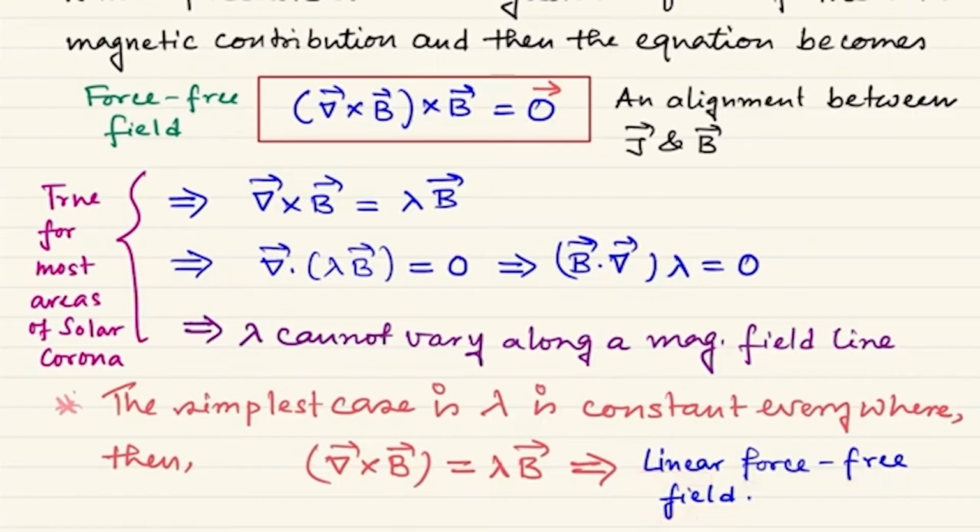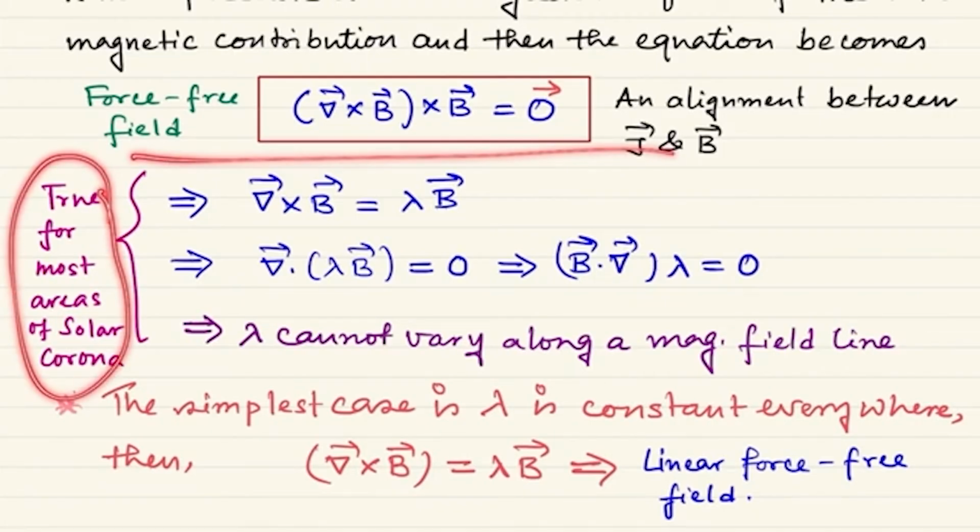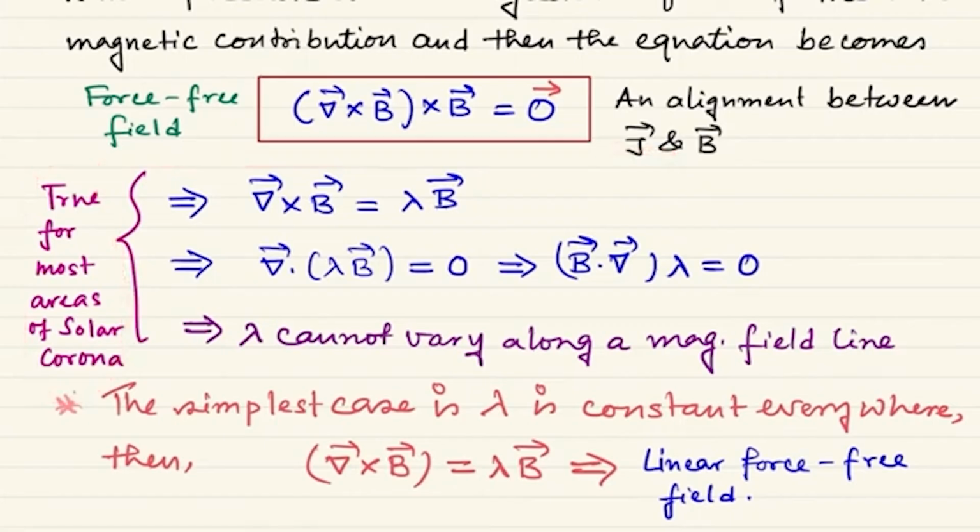So why are these important? Because this type of alignment is very much true for most areas in the solar corona. In some areas in the solar corona we have seen pressure balance, but in most areas we have this force free field, and this is a domain of active research. Very recent papers are on that, so you can have a look. You just have to search by typing force free magnetic field regions in solar coronal plasma or in solar corona.